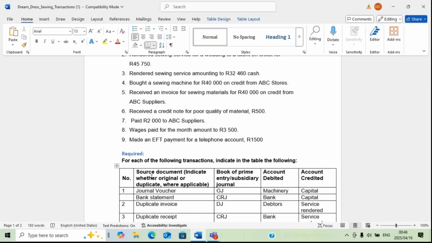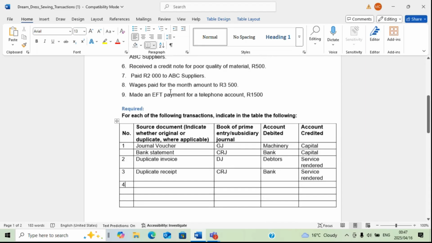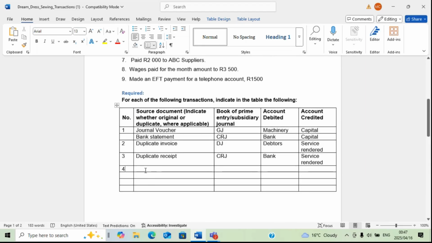Transaction number 4 says you bought a sewing machine for 40,000 on credit from AB Store. So you bought a sewing machine. When you buy a sewing machine on credit, the two accounts affected right there are going to be creditors and the machinery, right? But let's go and record according to the table provided below. So when you buy on credit, the source document is the original invoice.